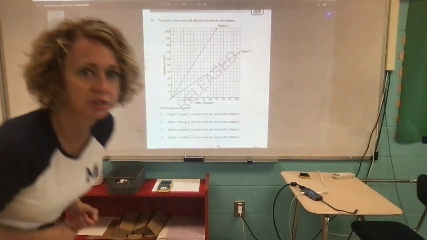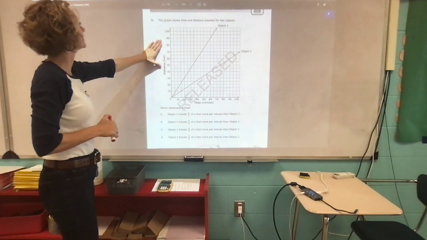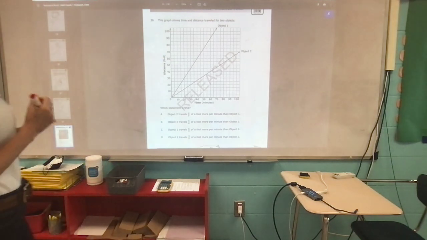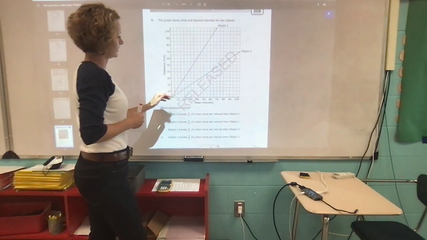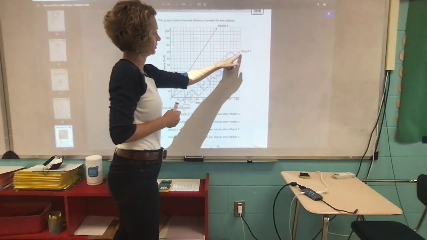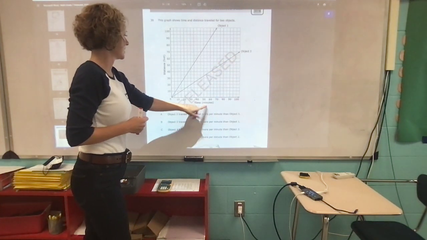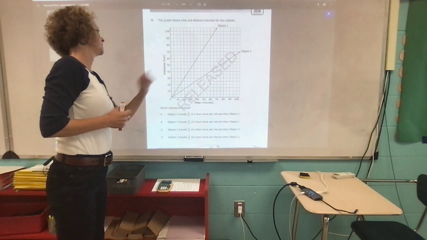Hey, I'm going to be talking to you about how to work problem number 36, and I'm going to read that to you. It says this graph shows time and distance traveled for two objects, and it looks like we've got object number 1 represented by this line and object number 2 represented by this line. And I notice that my x-axis is given in time and my y-axis is giving me feet for the distance.